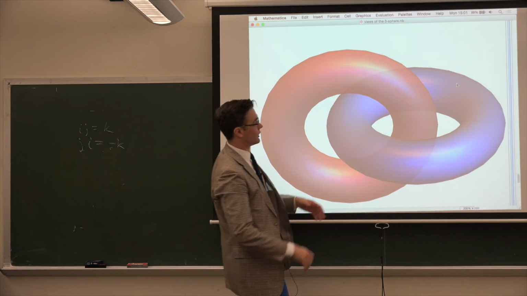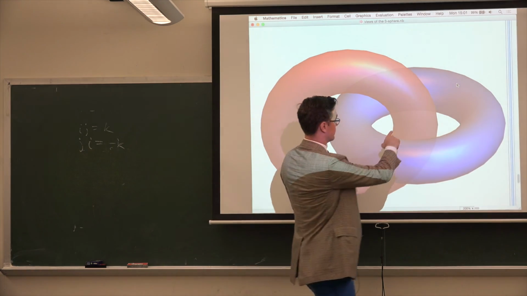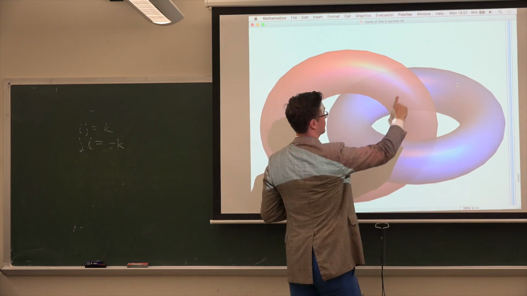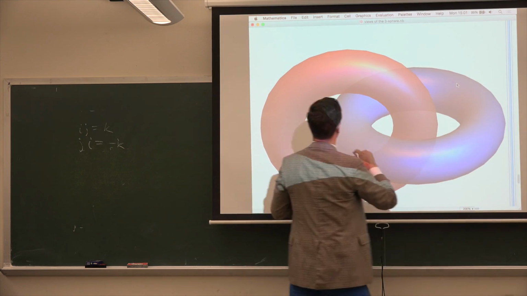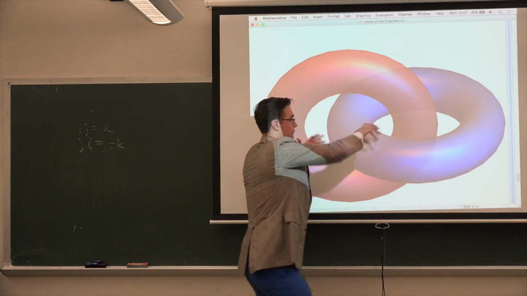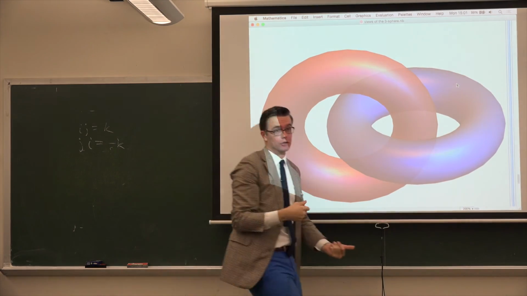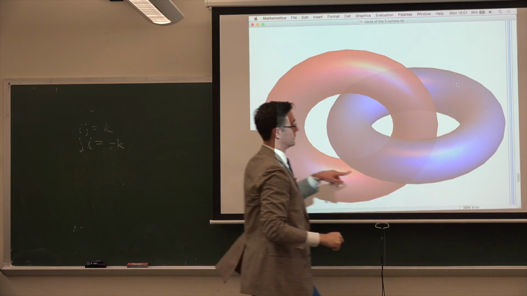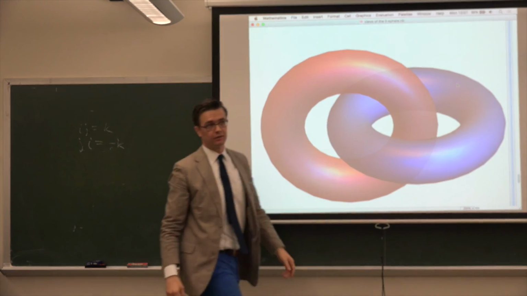And now it's kind of clear how the gluing is supposed to work, right? You glue this point to that point, and this point to this point, and this point to this point, and this point here to some point over here, and this point over here to this point here. And you kind of wrap the red around the blue in some way.